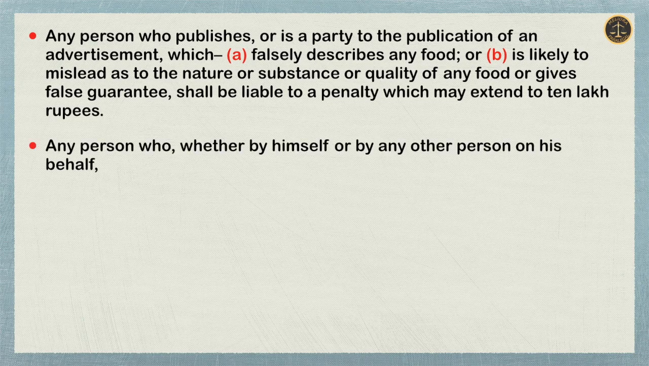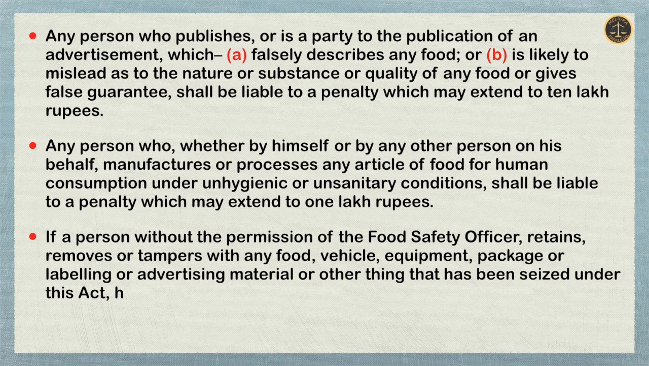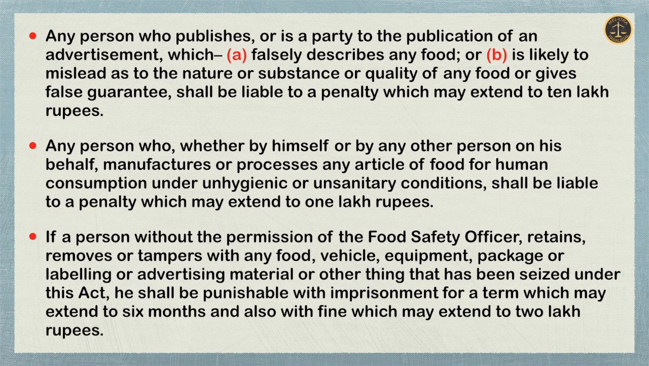Next, any person who, whether by himself or by any other person on his behalf, manufactures or processes any article of food for human consumption under unhygienic or unsanitary conditions, shall be liable to a penalty which may extend to 1 lakh rupees. Next, if a person without the permission of the food safety officer retains, removes, or tampers with any food, vehicle, equipment, package, or labeling, or advertising material, or other thing that has been seized under this Act, he shall be punishable with imprisonment for a term which may extend to 6 months, and also with a fine which may extend to 2 lakh rupees.